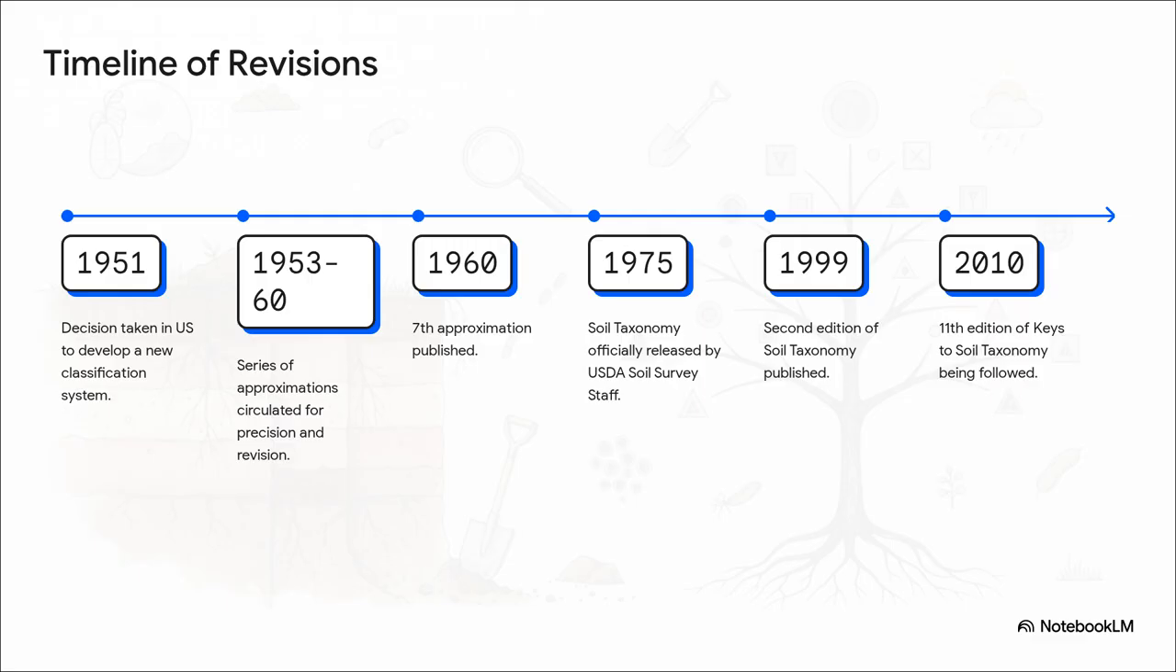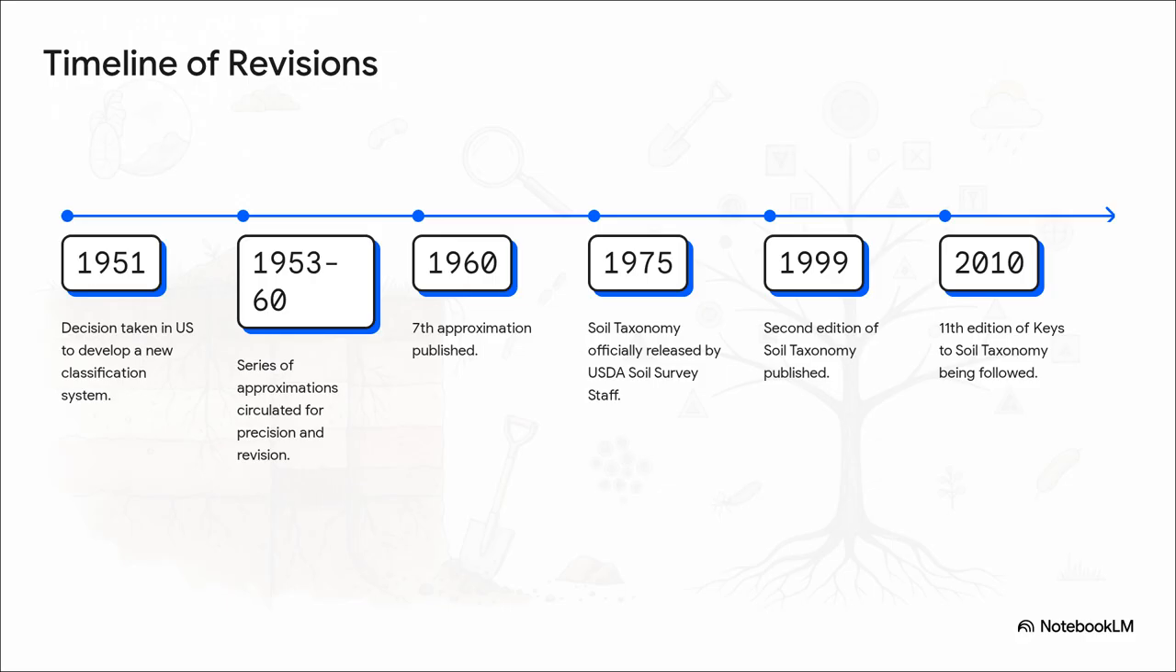Spearheaded by Guy D. Smith, following that pivotal 1951 decision, a really rigorous series of approximations kicked off between 1953 and 1960. These drafts were actively circulated for criticism, for precision, and for revision. Each successive approximation got more precise, more complete, and was evaluated by more and more experts. Ultimately, this massive effort led to the seventh approximation, published in 1960.